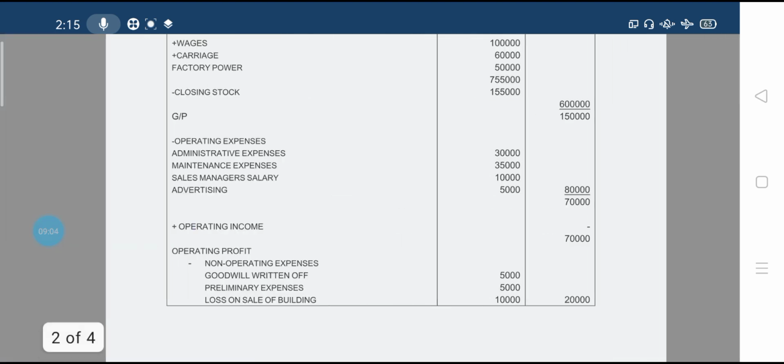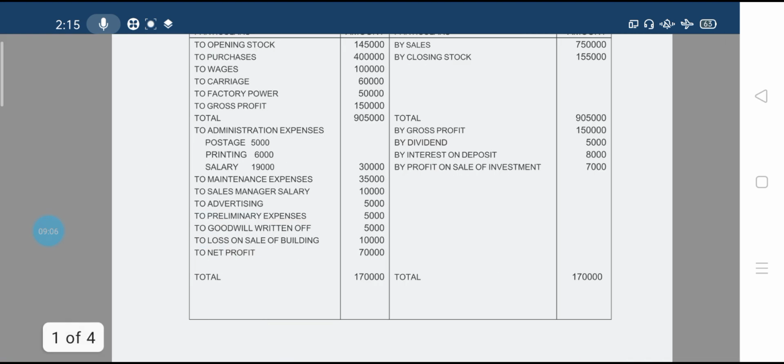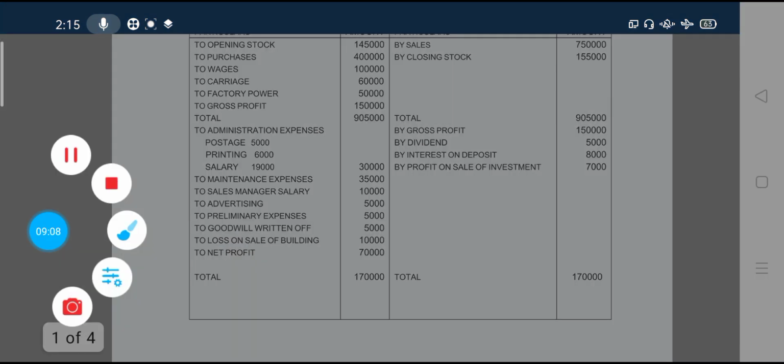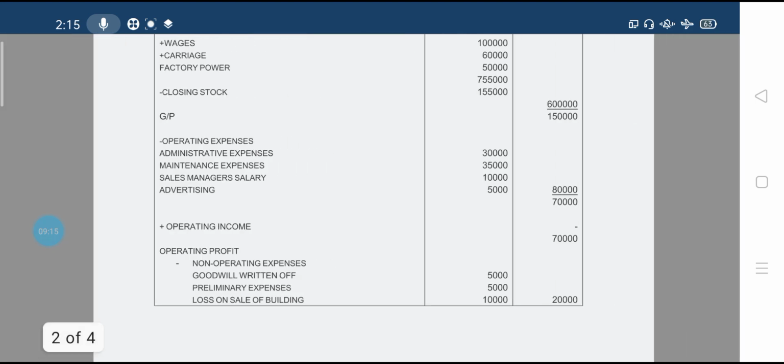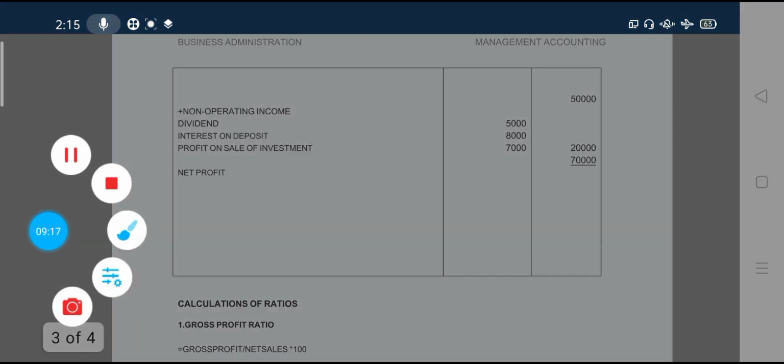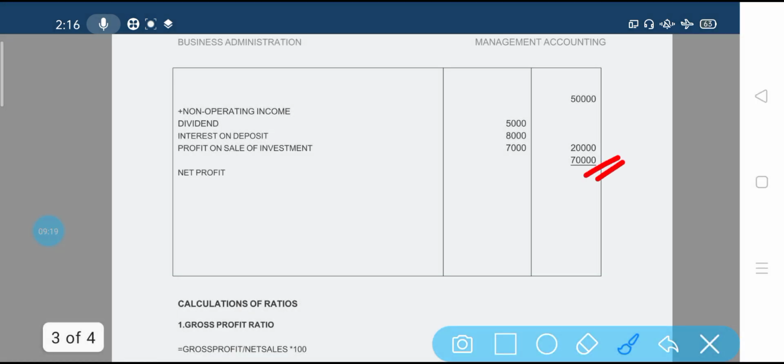Let's check how much net profit is there in the given P&L account. There also 70,000, and after rearrangement of the P&L account, here also we got 70,000. So this is how we can cross verify whether the rearrangement is correct or not.